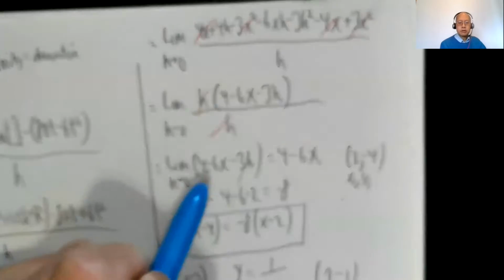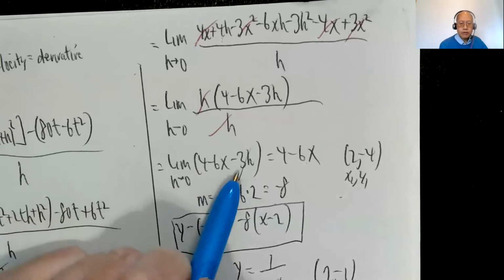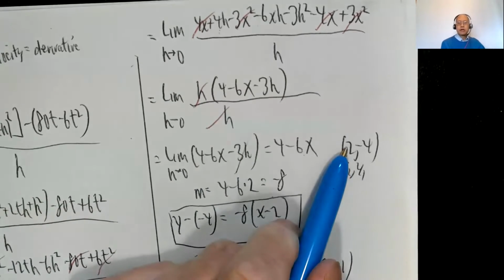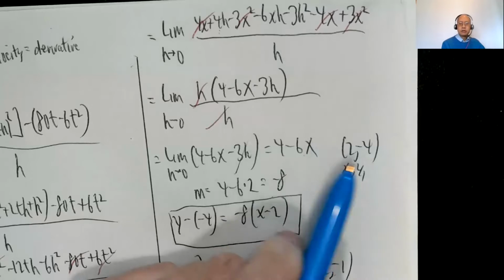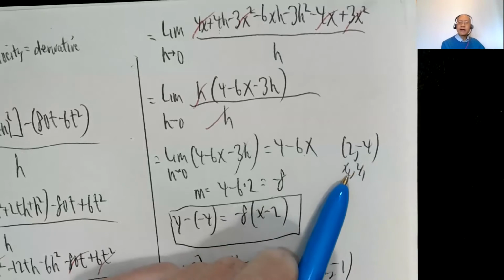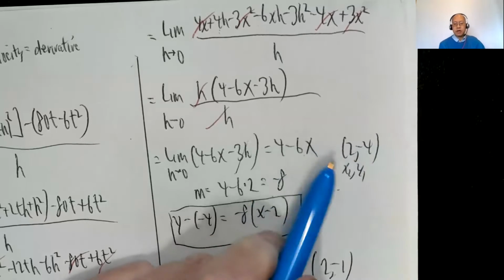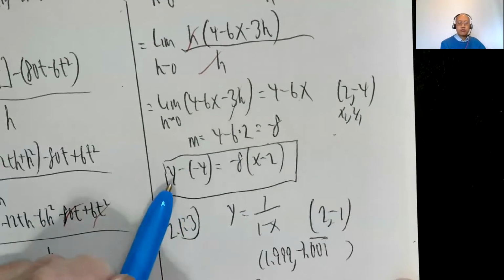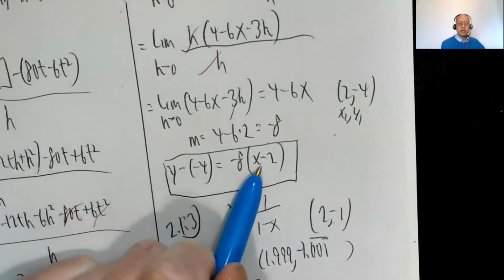So I have the limit as h approaches 0 of this, plug in 0 for h, 4 minus 6x. Now I'm at the point 2, negative 4. I plug in x is 2. I plug in y equals negative 4, but there is no y to plug in. So the slope is 4 minus 6 times 2, negative 8. So y minus y1 equals m times (x minus x1).